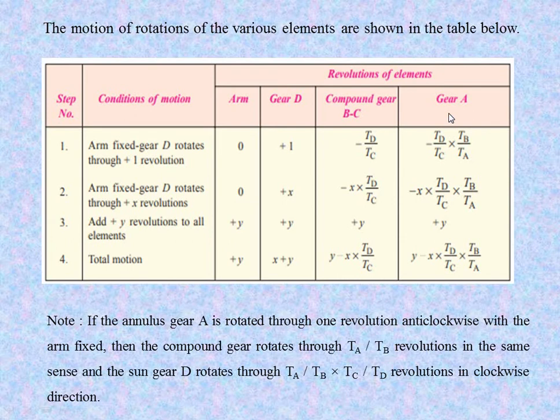Here an important note: if the annulus gear A is rotated through one revolution anti-clockwise with arm fixed, then the compound gear rotates TA divided by TB revolution in the same sense, and the sun gear D rotates through TA divided by TC into TC divided by TB revolution in clockwise direction. That means if the annulus gear is rotated in anti-clockwise direction, the compound gear is also rotated in the same direction, but gear D rotates in the opposite sense.